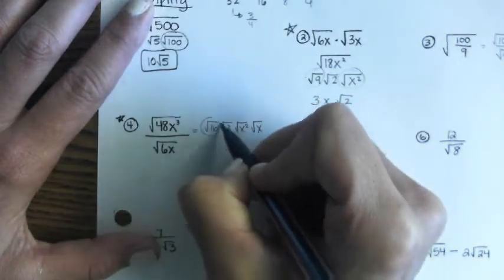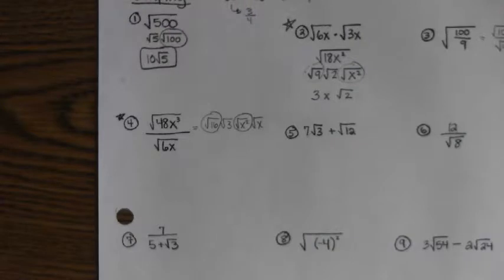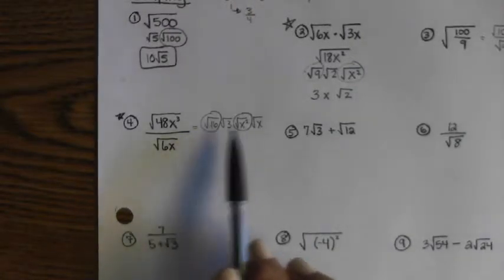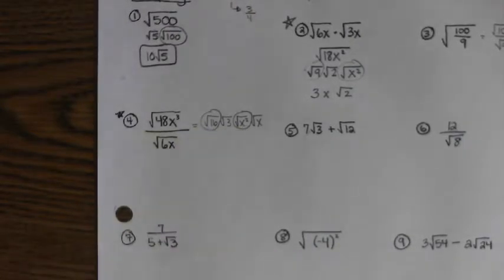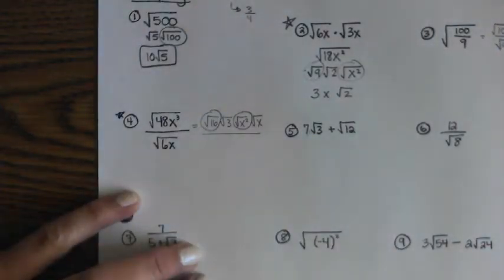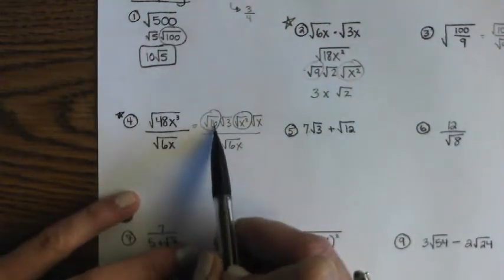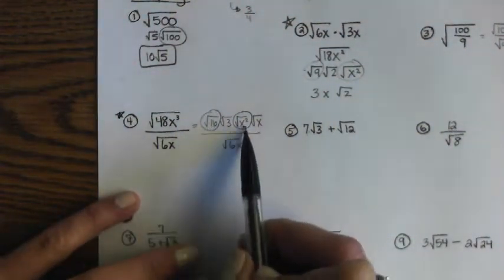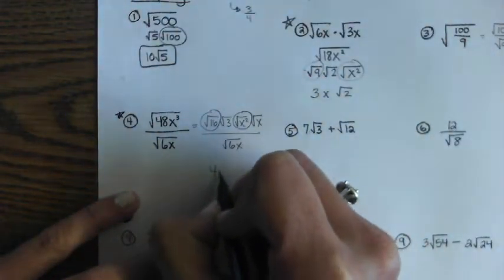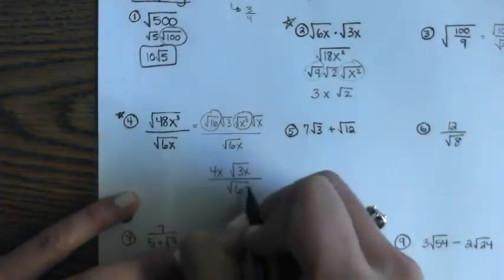So in the numerator, I'll be able to take the square root of those two pieces. And then in my denominator, I really can't do anything, yes? Root 6x. So I get, on my numerator, a 4x root 3x over root 6x.